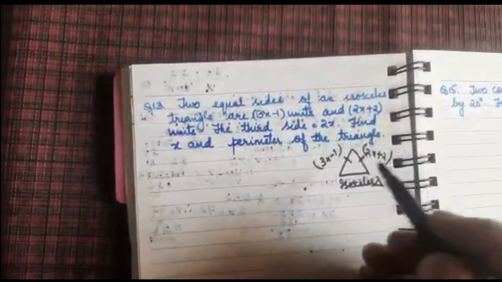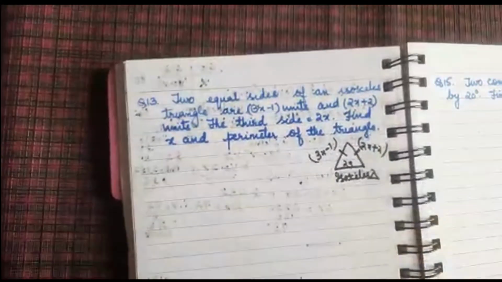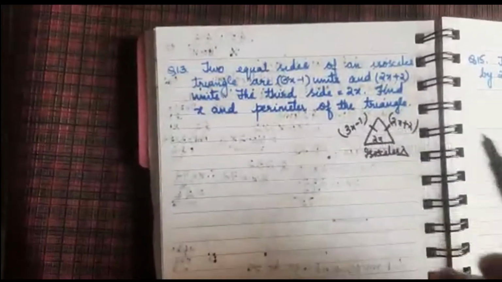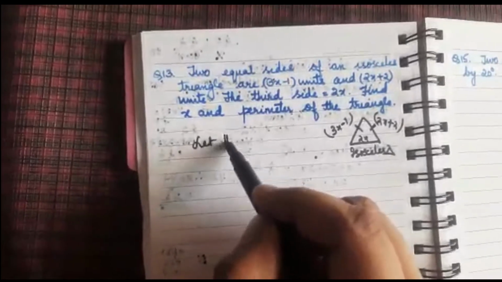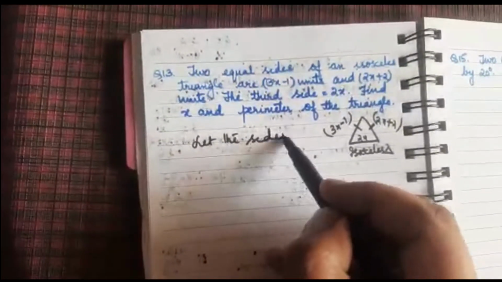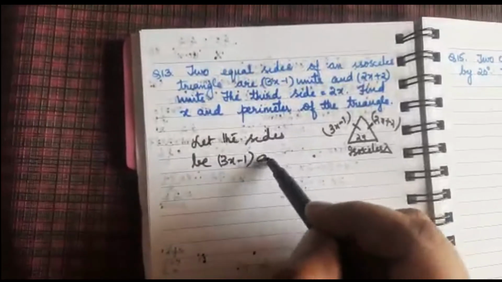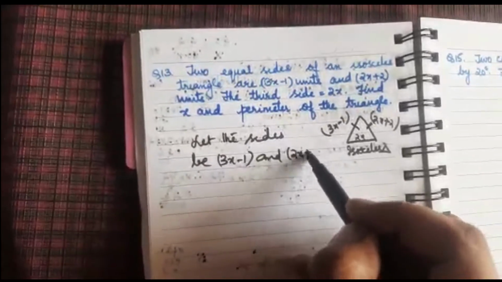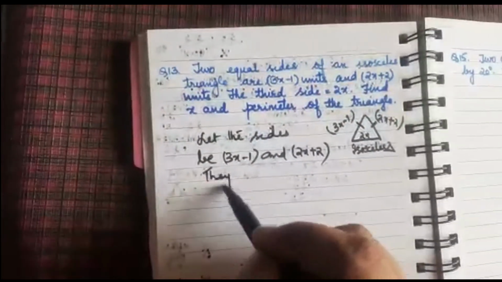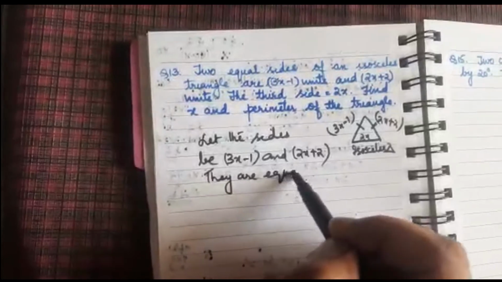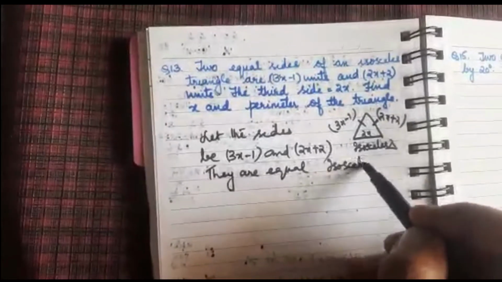The third side is 2x. Find x and the perimeter of the triangle. That means two sides are equal. So here the sides are 3x minus 1 and 2x plus 2. So they are equal. They are equal means it is an isosceles triangle. Reason is isosceles triangle.